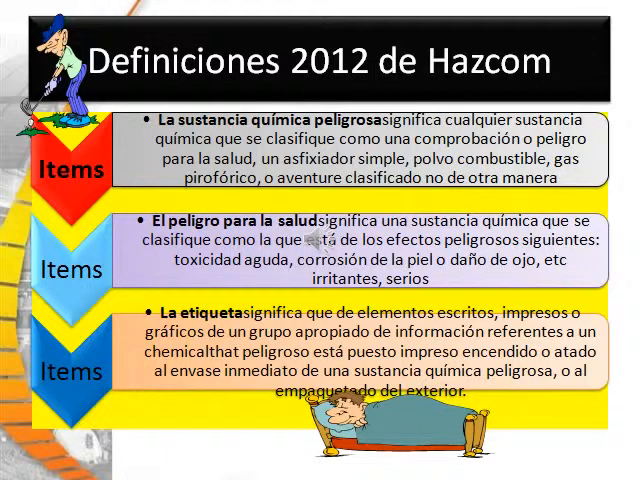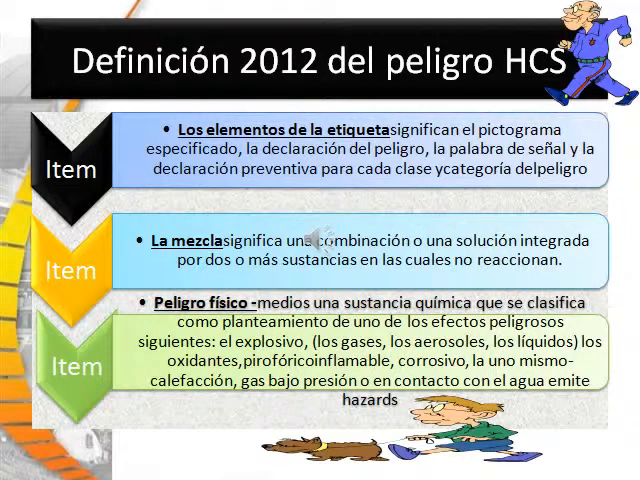The label means the appropriate group of written, printed, or graphic information elements concerning the hazardous chemical that is affixed to or printed on the container. A label element means the specified pictogram, hazard statement, signal word, and precautionary statements for each hazard class and category. Mixture means a combination or solution composed of two or more substances in which they do not react.